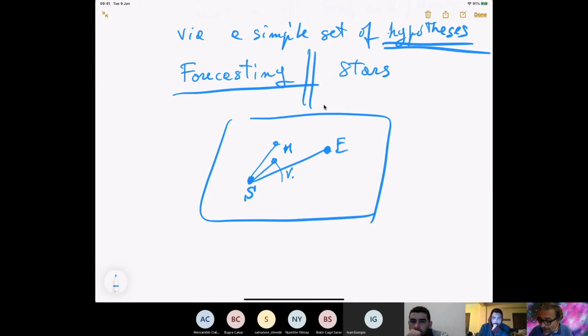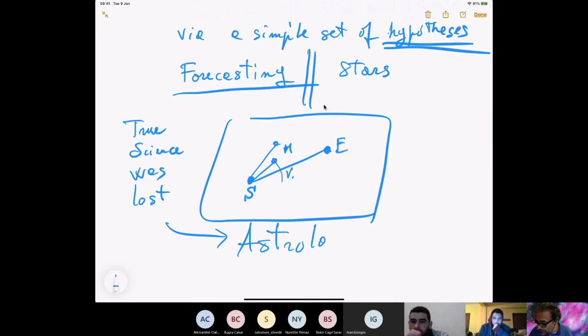Okay, so true science was lost and it was replaced by astrology. And you know, there is a famous Italian expert of astrology who in January 2020 said, this year is the best one for traveling. You see? So these astrologists are very, very capable to predict everything.